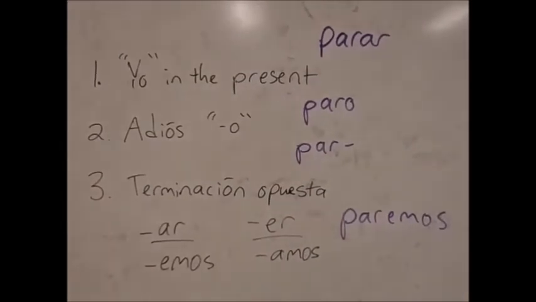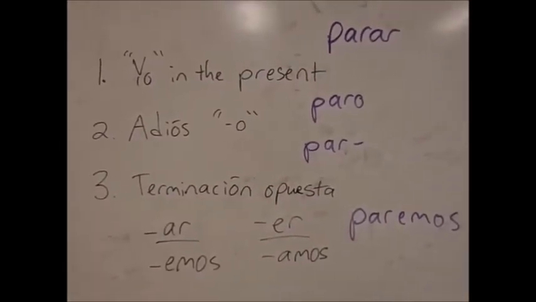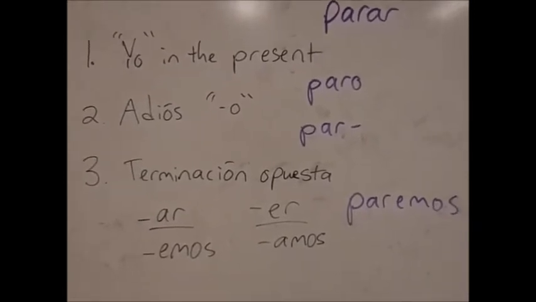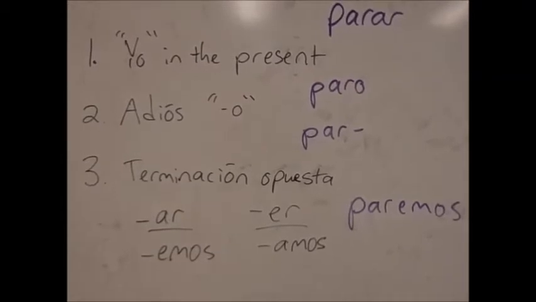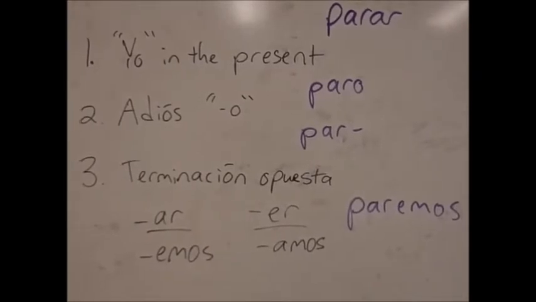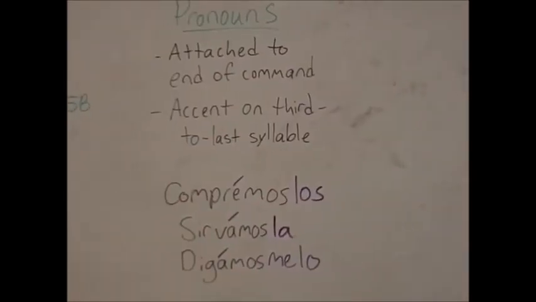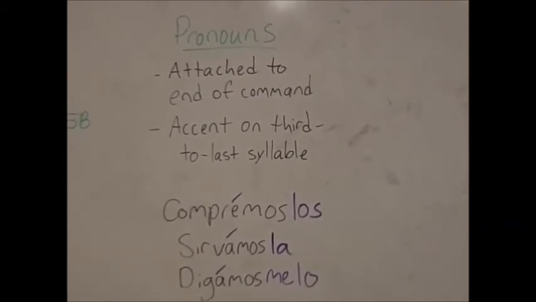Here's another example with the verb parar. The yo form in the present tense is paro. We take away the o to get par, and then we add the opposite ending. Since parar is an AR verb, we put emos, so that the final nosotros command is paremos, which is let's stop.